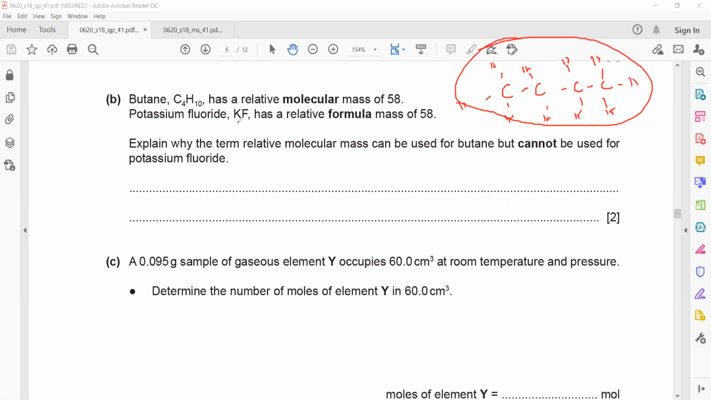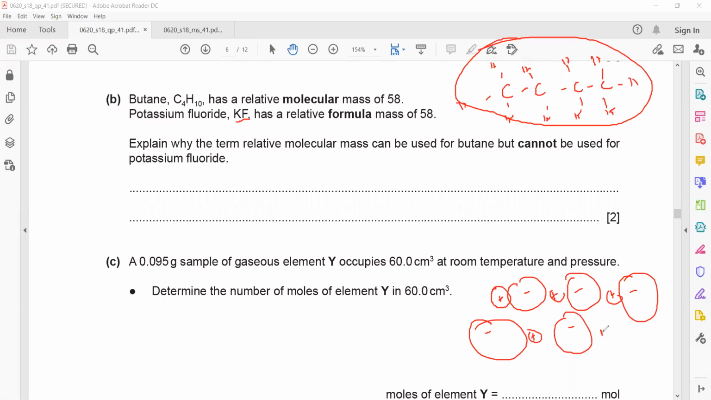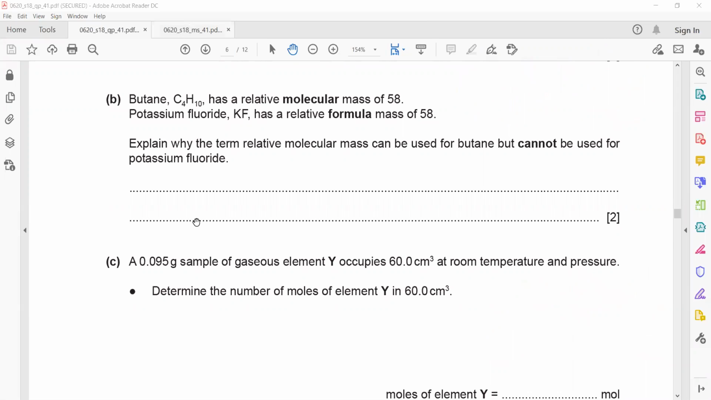But in the case of potassium fluoride, it does not happen like this because it's an ionic compound, and an ionic compound contains ions in a lattice. So there are positive ions and negative ions. So we are not finding the mass of the whole structure. We are just finding the mass of the simplest ratio between the atoms present in the structure. That's why we call that relative formula mass. Is this statement clear?